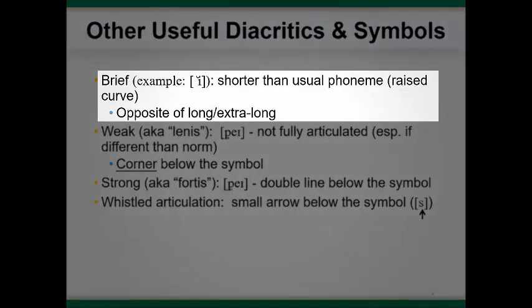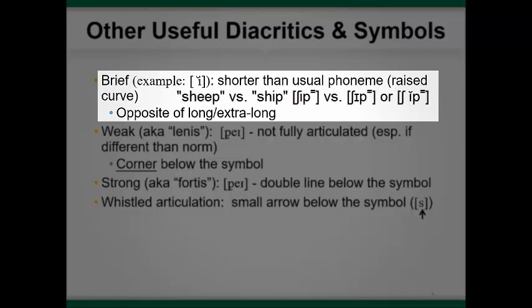Finally are some diacritics that I've found to be very useful in transcribing accented or disordered speech. The first is a diacritic indicating that a phoneme is briefer than normal. For example, some second language learners learn the tense-lax distinction as mainly a length difference. Therefore, they may produce E and I very similarly, except for duration. For example, listen. Sheep versus ship.